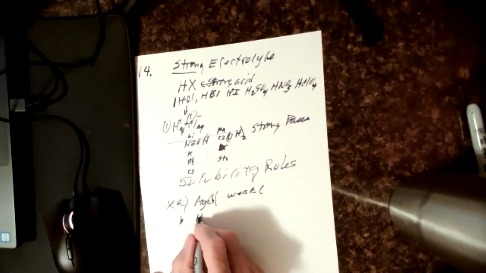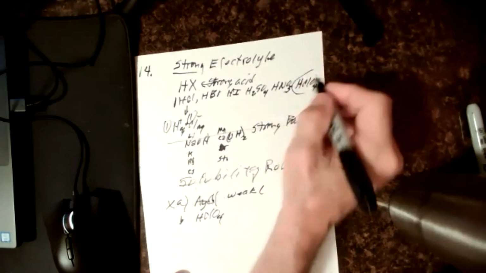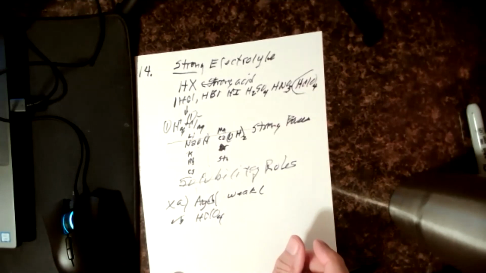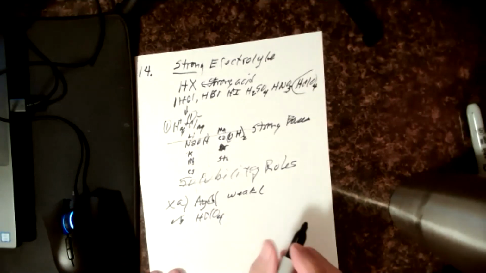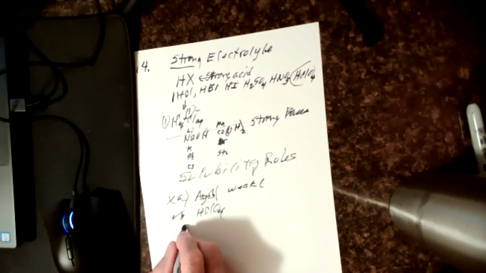B, HClO4. Well, this one is a strong acid. This one is a strong electrolyte. Now, I don't see an answer that says both B and D or whatever. So I can stop right there. That's the only answer that works. Let's eliminate the others though.